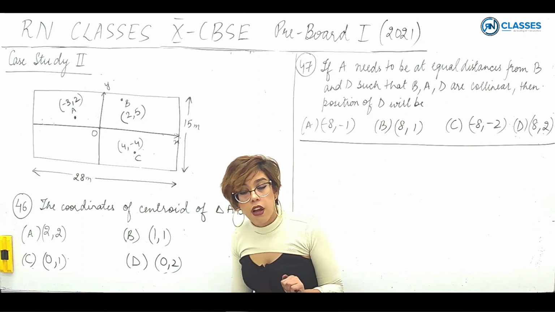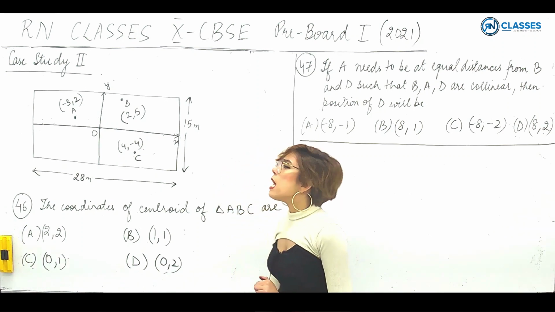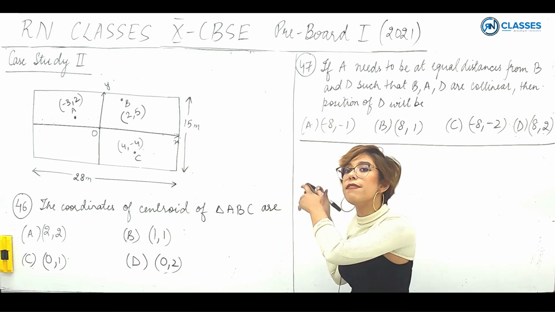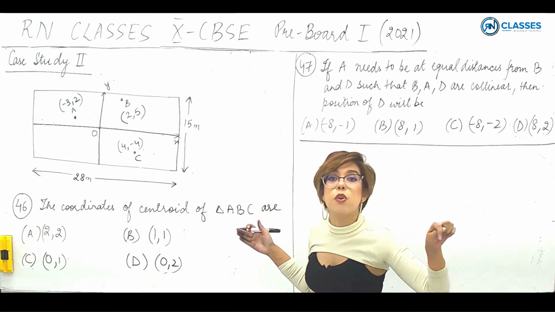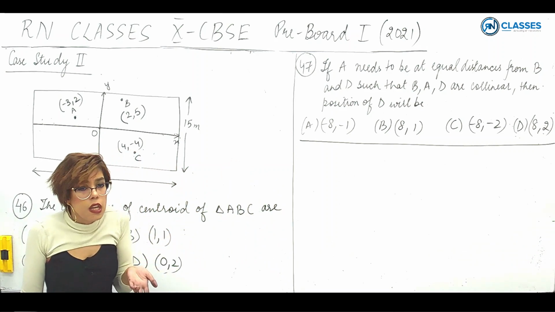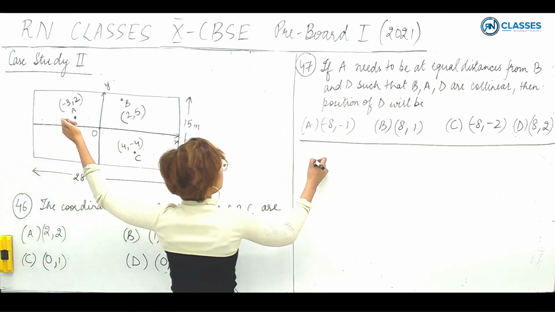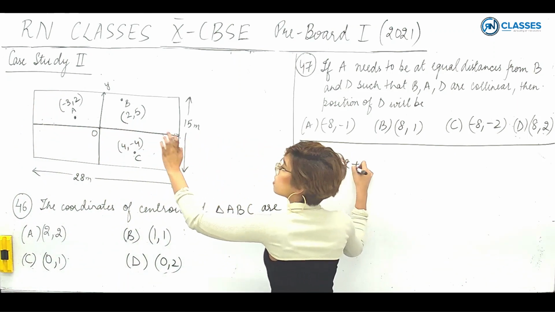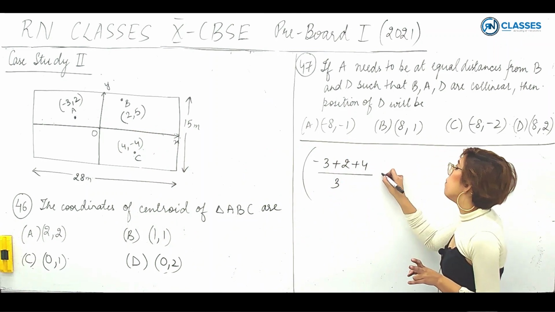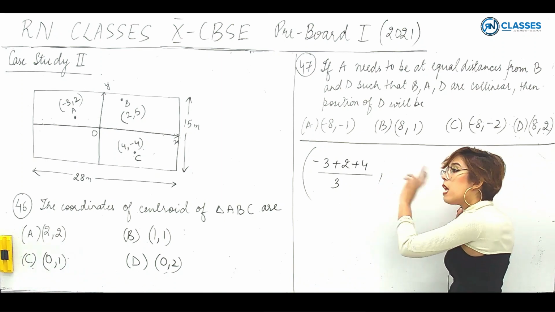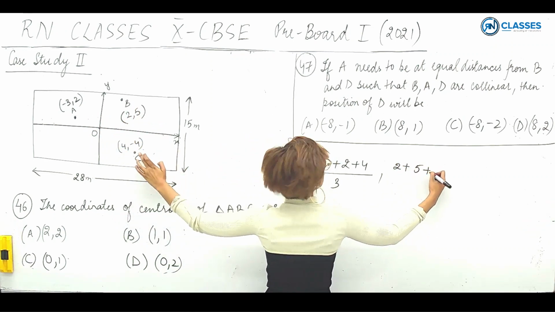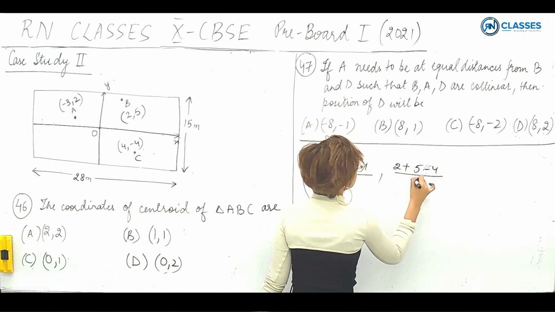Coordinates of the centroid. If the coordinates of the vertices are x1, y1, x2, y2, x3, y3, remember the coordinates of the centroid have to be (x1 plus x2 plus x3) divided by 3. So we can use that directly. So x1 is -3, plus x2, that is 2, plus x3, which is 4, divided by 3. This gives you the x coordinate. For the y coordinate, it is (y1 plus y2 plus y3) by 3. So y1, 2, plus y2, which is 5, plus y3, which is -4, divided by 3.